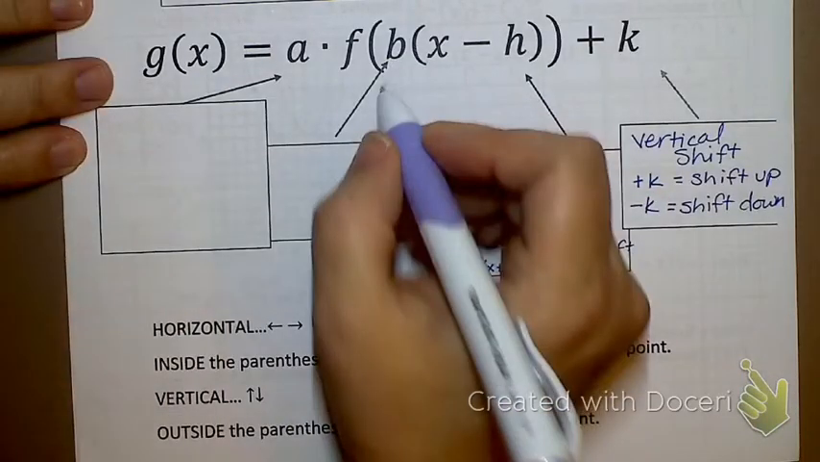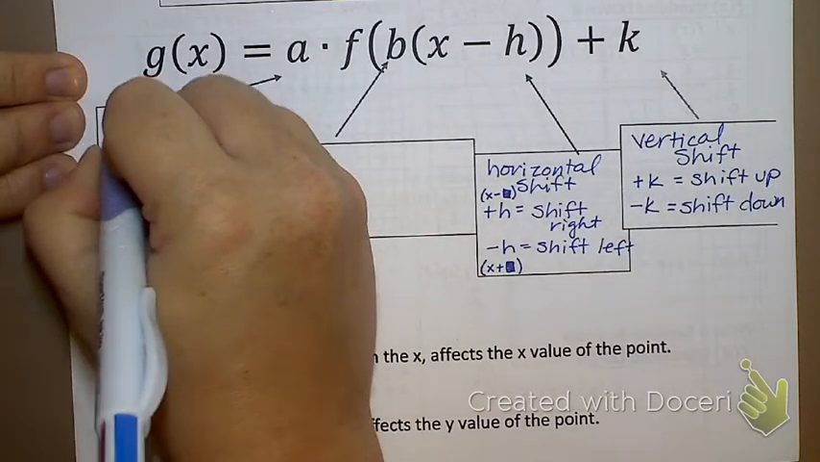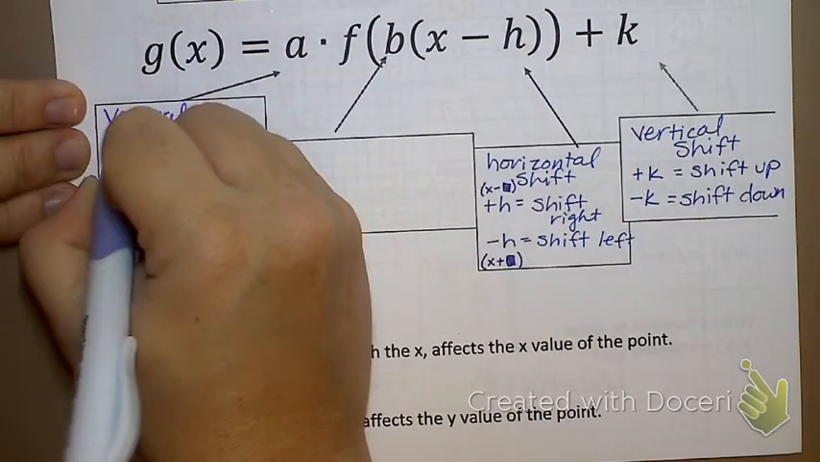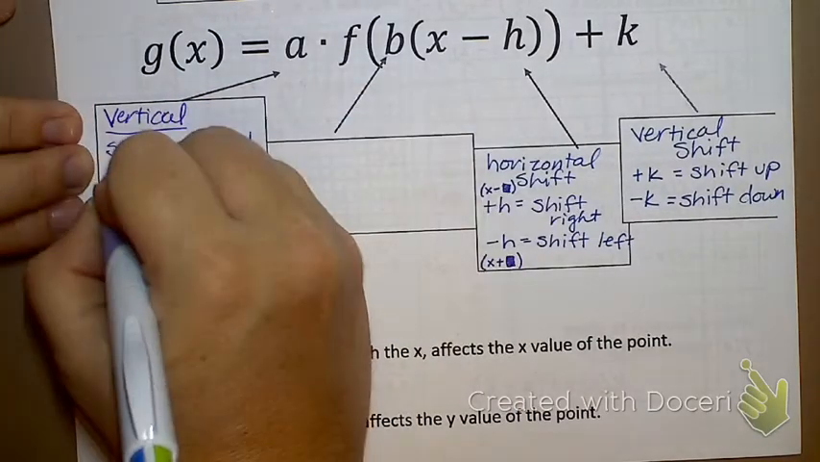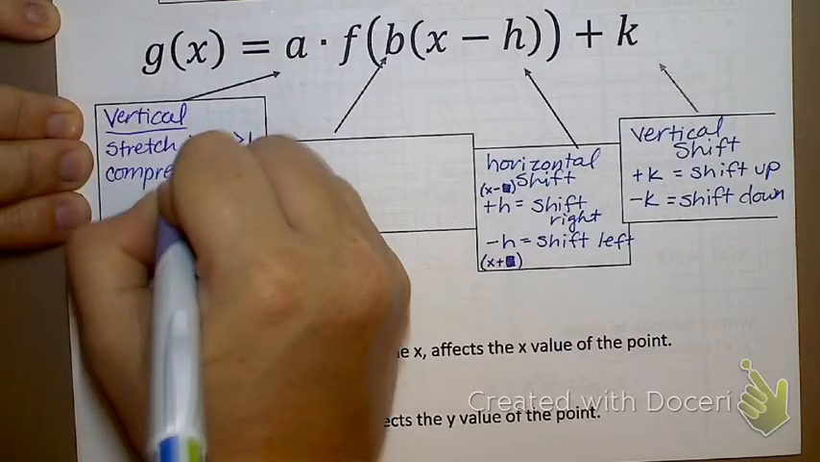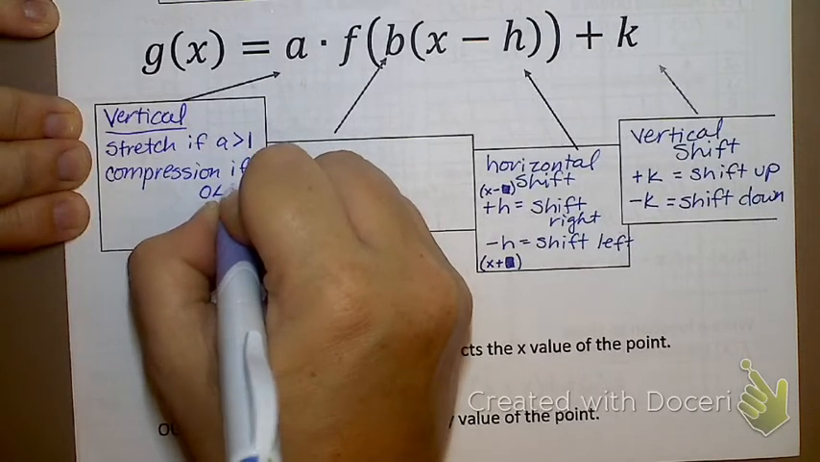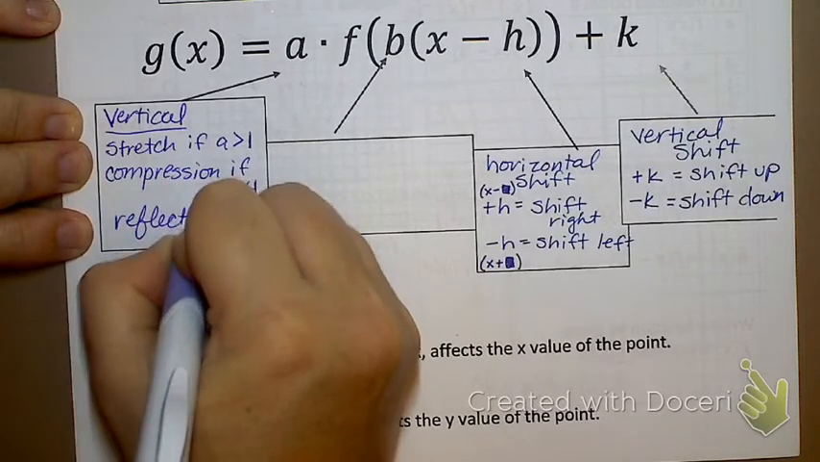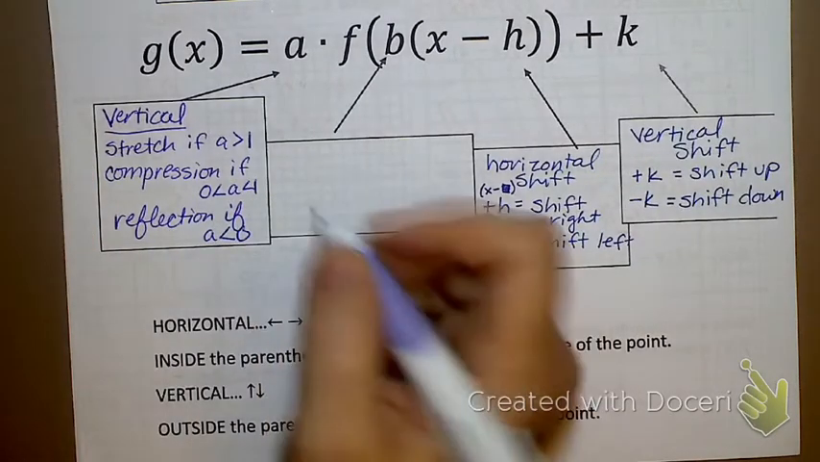So if I were to come back to this right here, let's add in what we know now. We know that A is a what? It's vertical, right? It's a vertical stretch if A is greater than 1. It's a vertical compression if A is between 0 and 1. And it's a vertical reflection if A is less than 0, or in other words, if it's negative.